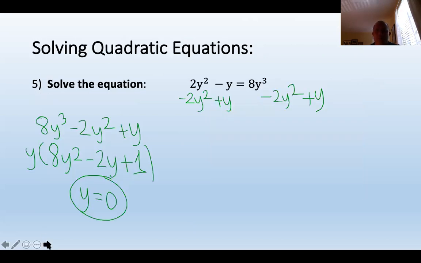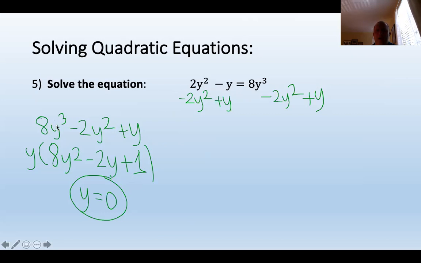Number 5, this is a polynomial equation. We've got the equation 2y squared minus y equals 8y cubed. What I did first is I needed to get every single term onto the same side so it's all set equal to 0. But I wanted to leave my leading coefficient as a positive number. So I wanted 8y cubed to stay positive. So the first step was to subtract 2y squared from each side and then add y to each side to move it all to the right side. And so it's all going to be set equal to 0.